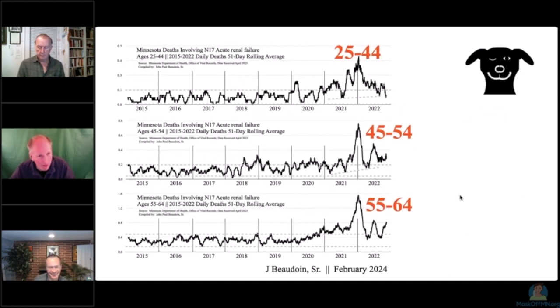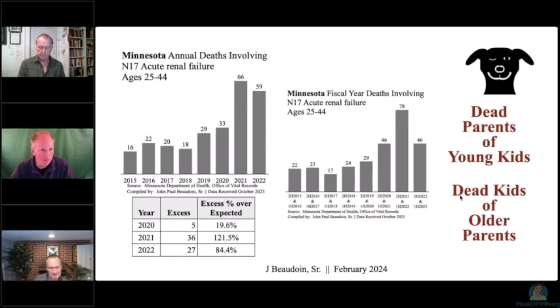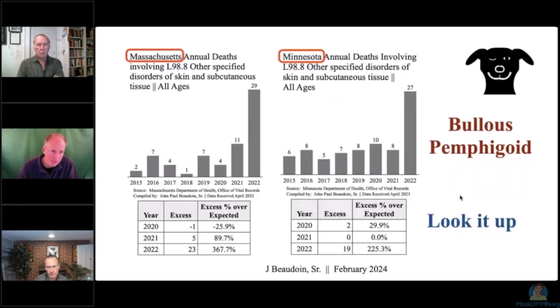Thanks, David. All right, I'm going to try to go through this. This is the end of acute renal failure. Remember I said there were 63 people aged 25 to 44. These are parents of young kids, or they're kids of people in their 60s and 70s. There's a lot of people. Just look at the two bars on this thing, or the one bar with the fiscal years. This is insane. Now let's look at Massachusetts versus Minnesota with regard to subcutaneous tissue and skin disorders.